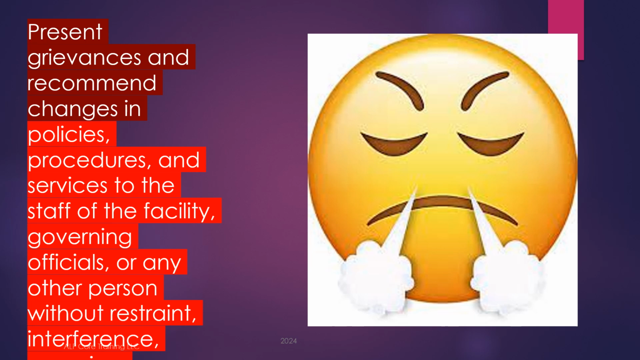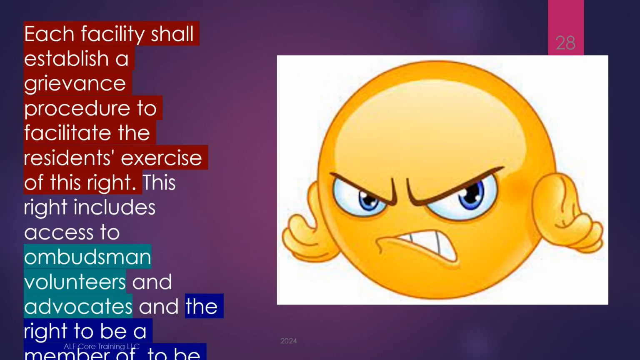Present grievances and recommended changes in policies, procedures, and services to the staff of the facility, governing officials, or any other person without restraint, interference, coercion, discrimination, or reprisal. Each facility shall establish a grievance procedure to facilitate the residents' exercise of this right. This right includes access to ombudsman volunteers and advocates, and the right to be a member of, to be active in, and to associate with advocacy or special interest groups.